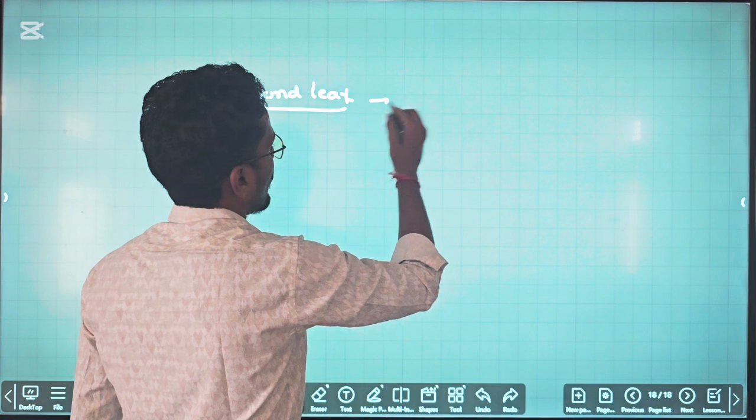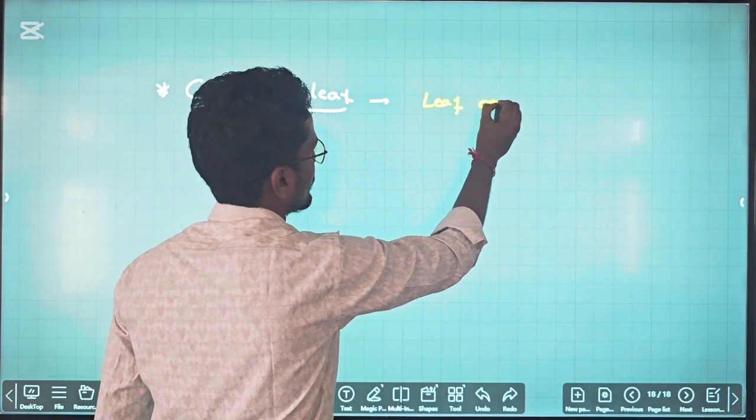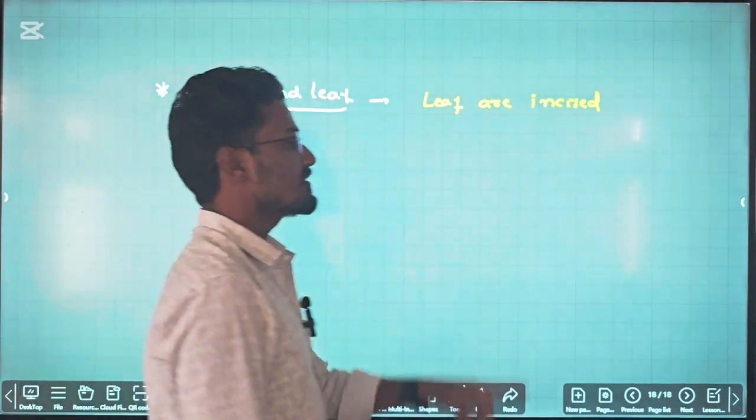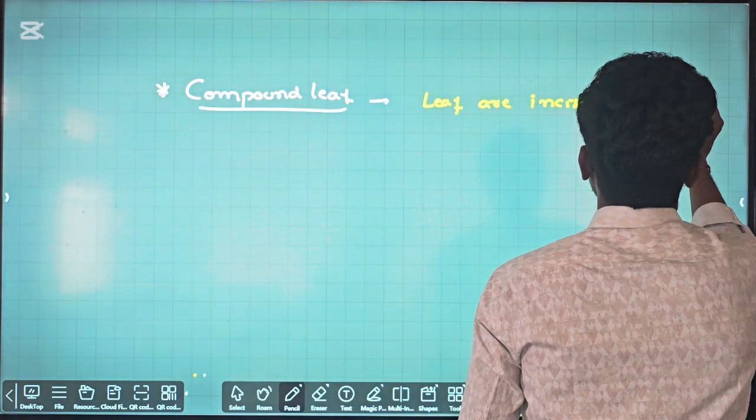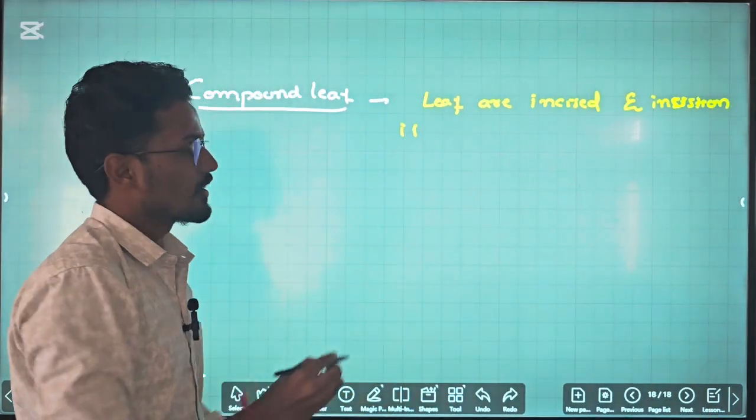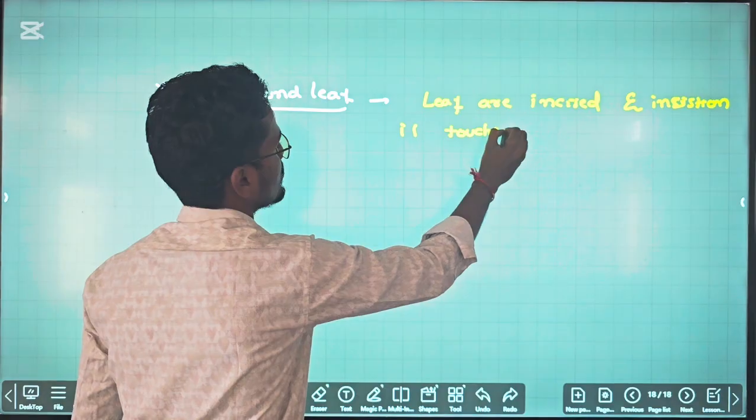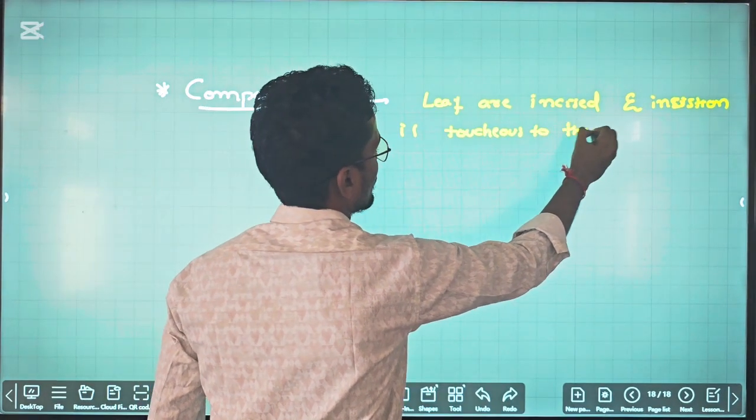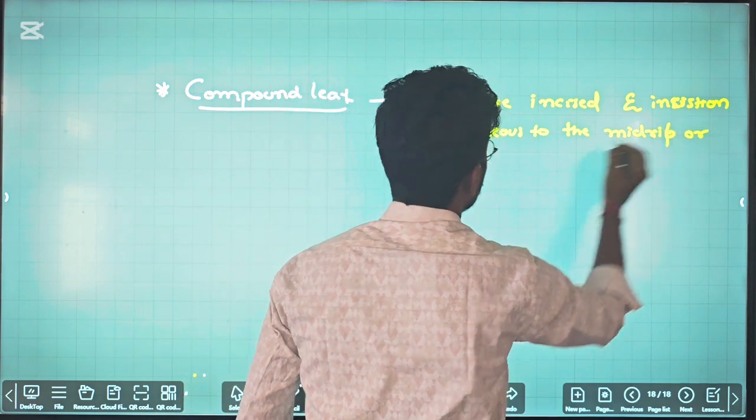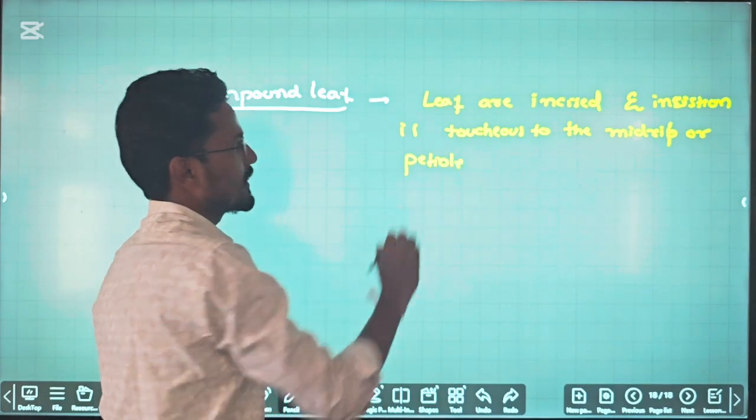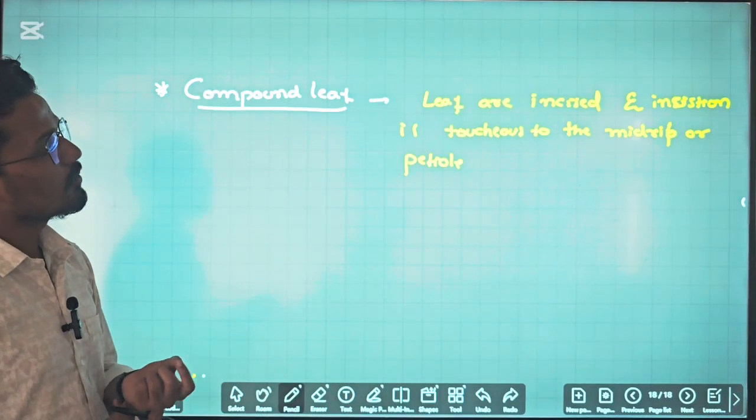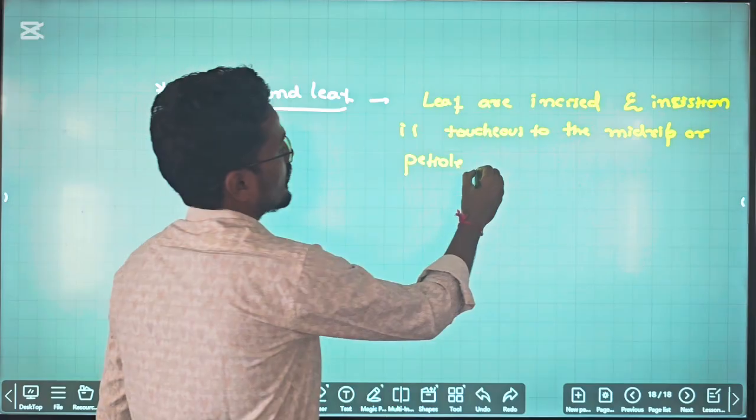So the simple definition is like this: here the leaves are incised, and the incision touches the midrib or petiole. Leaves are incised and the incision touches the midrib or petiole. That's why leaflets are formed.